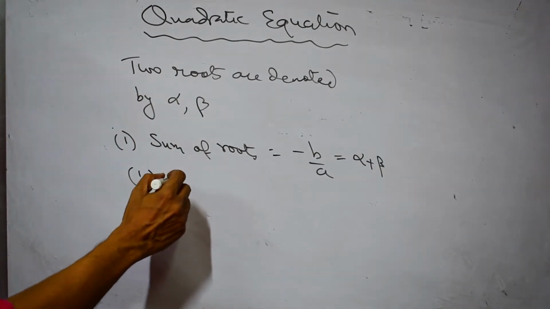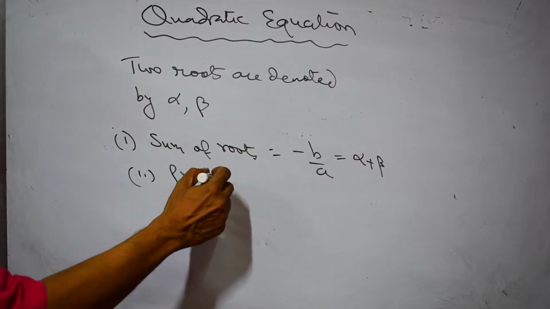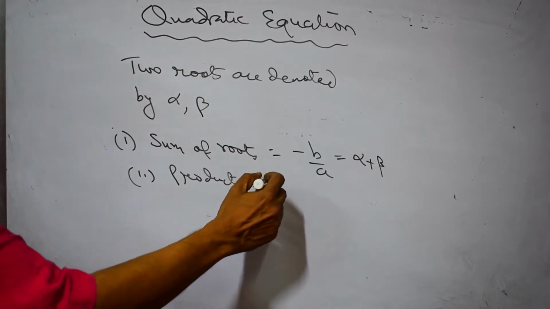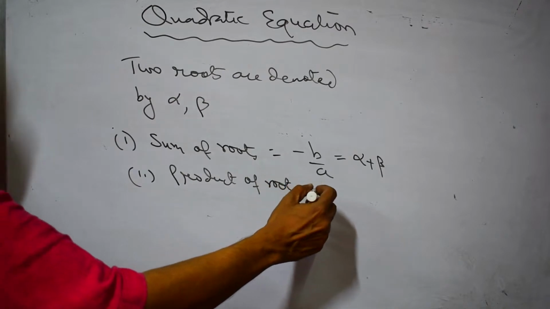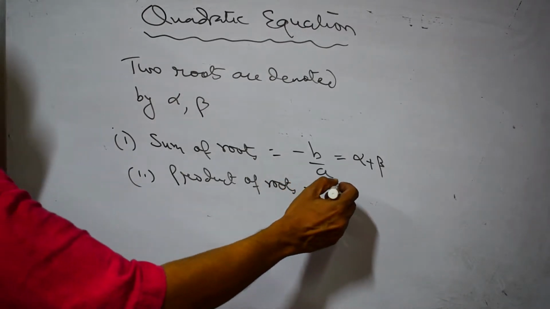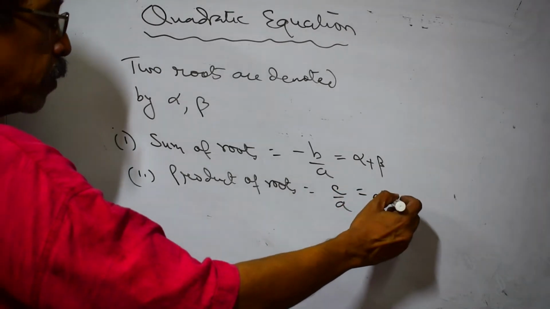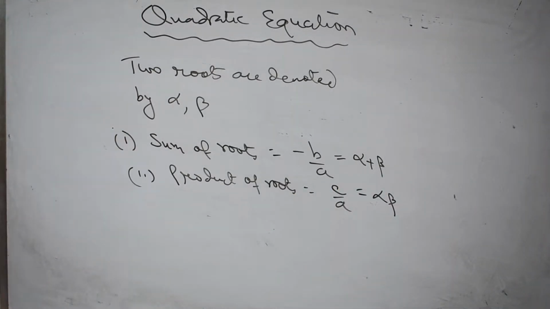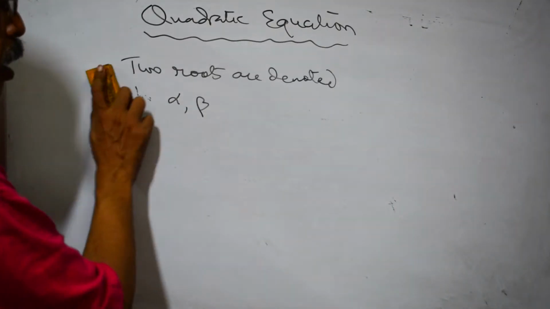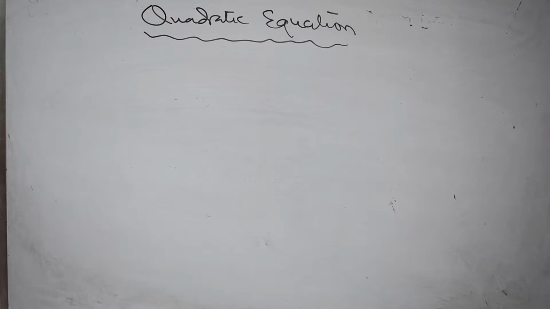The next one is the product of the roots. The product of the roots will always be plus c by a. c is the coefficient without any x, and a is the coefficient of x square. This is alpha into beta. Very important property. Now we can have some typical problems related to this relation between roots and coefficients.